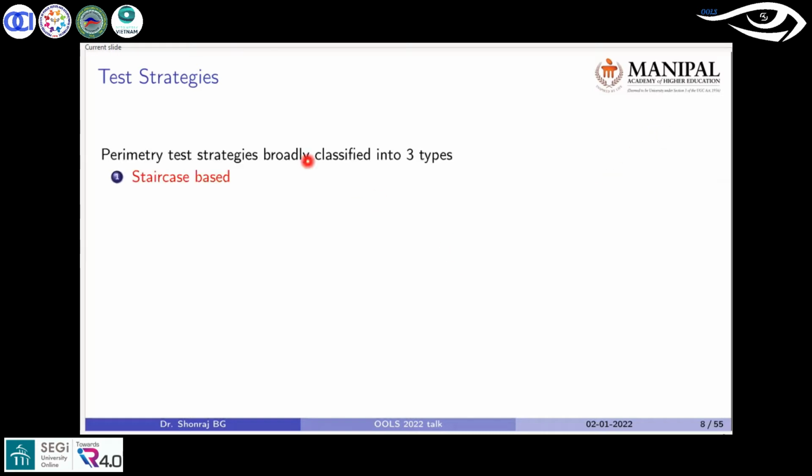Okay. Now, what are these test strategies? If you take these adaptive psychophysical test strategies, they can be broadly classified into three types. Number one is staircase based, under which you have the full threshold, implemented in the Humphrey field analyzer as an example, and also the dynamic strategy, which is implemented in the Octopus perimetry as an example. The second is the Bayesian based.